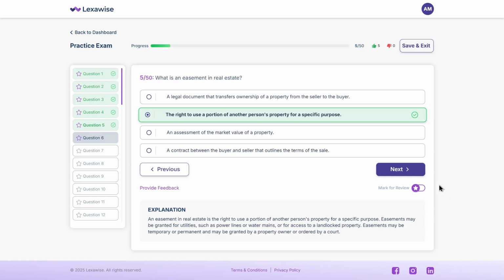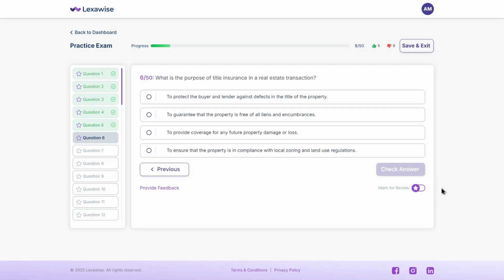Let's work through this scenario. What is the purpose of title insurance in a real estate transaction? A. To protect the buyer and lender against defects in the title of the property. B. To guarantee that the property is free of all liens and encumbrances. C. To provide coverage for any future property damage or loss. D. To ensure that the property is in compliance with local zoning and land use regulations. Take a second to decide.